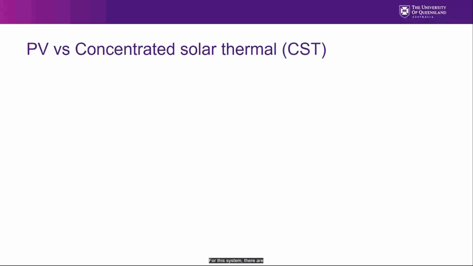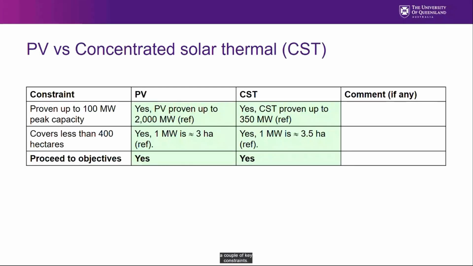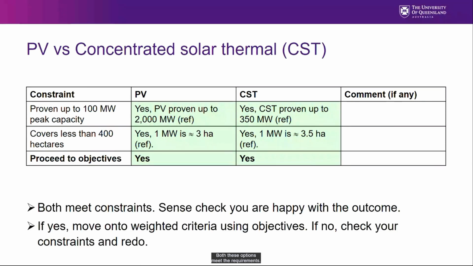For this system, there are a couple of key constraints. The first is to be able to produce electricity at the required capacity of 100 megawatts. Both technologies have existing facilities in the world that achieve that. The next is, for this capacity, the plant has to cover less than 400 hectares, which is the amount of land available. Both these options meet the requirements. Given that these have met the 2 key constraints, we now must compare them on the basis of objectives.